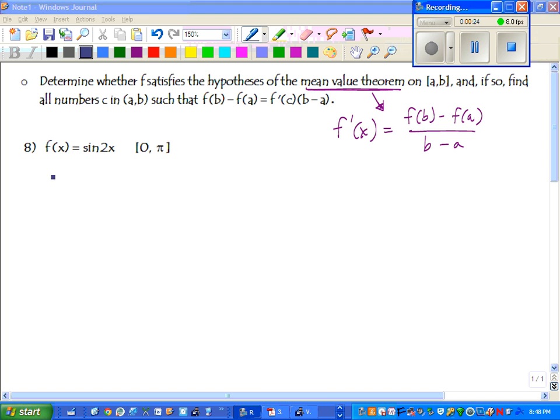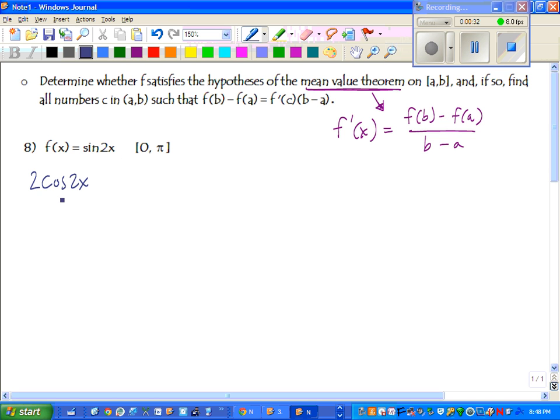So the derivative of sine is cosine. And then we have to take the derivative of the inside, which would be just 2, so I'm going to put the 2 out in front. 2 times cosine of 2x. I want to know when is that equal to f of pi minus f of 0, all over pi minus 0.